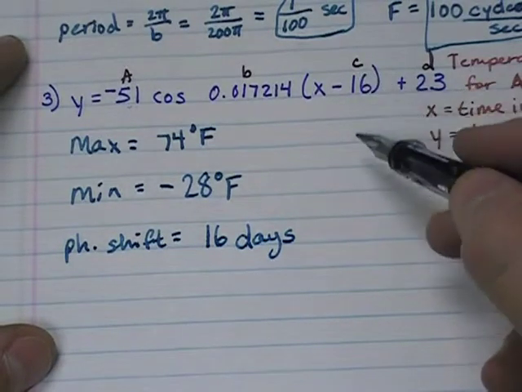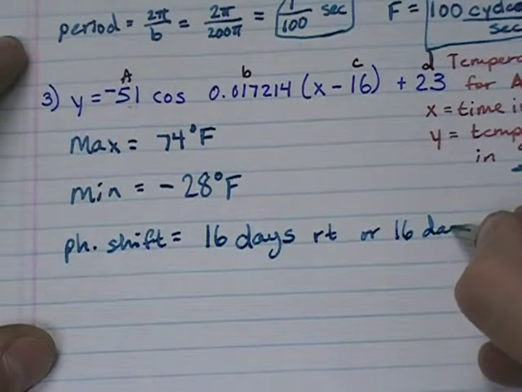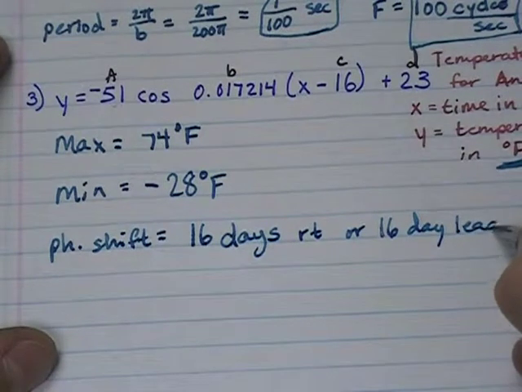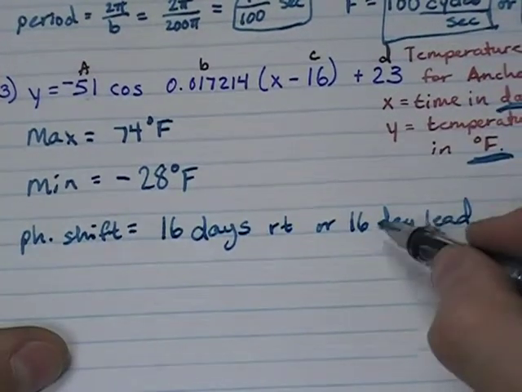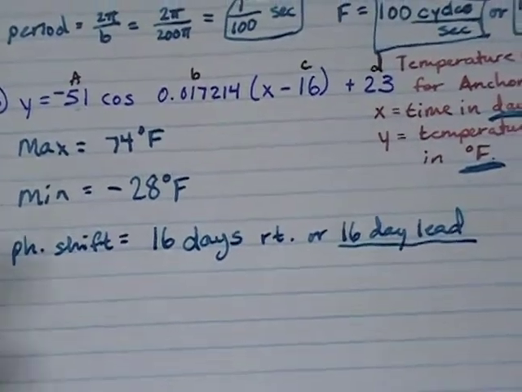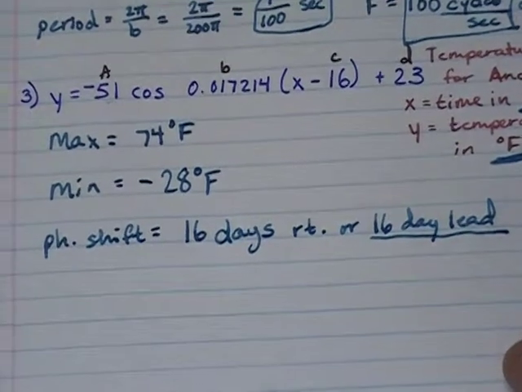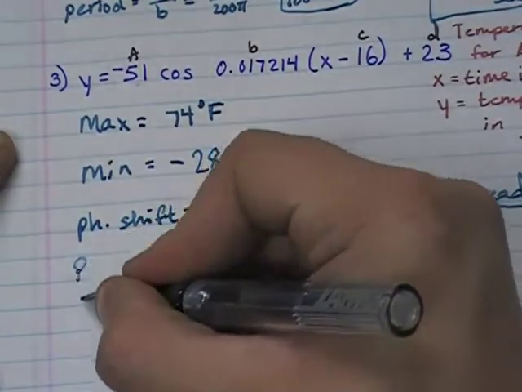So this is going to be 16 days to the right, or a 16-day lead. Okay? What does that mean? Well, that means if this normally starts on January 1st, you're going to move 16 days ahead in the calendar, which means now this graph is going to start on January 17th, 16 days ahead of where it would normally start.